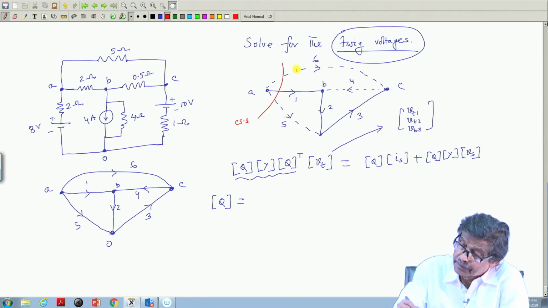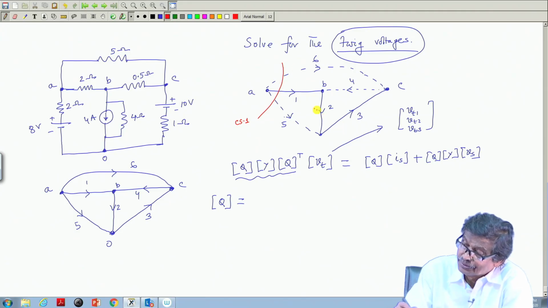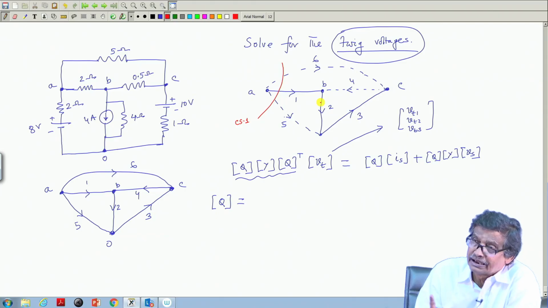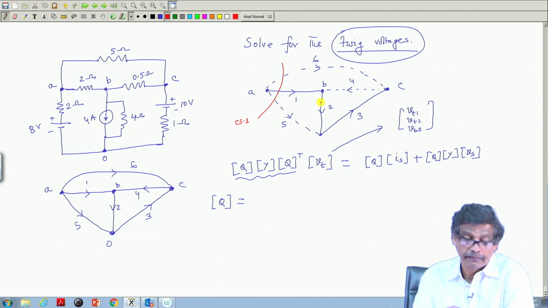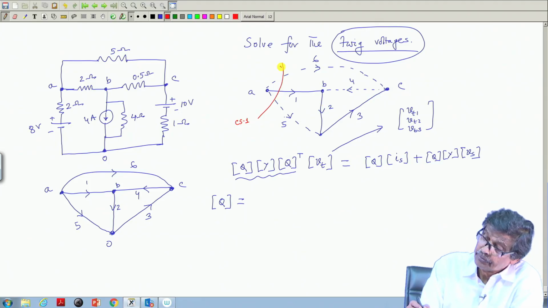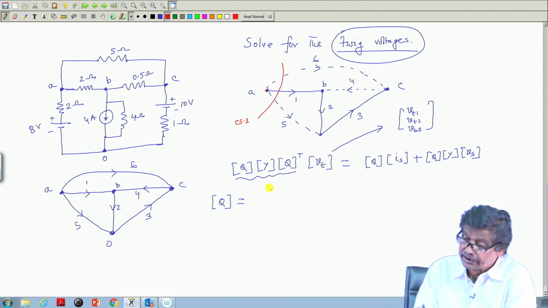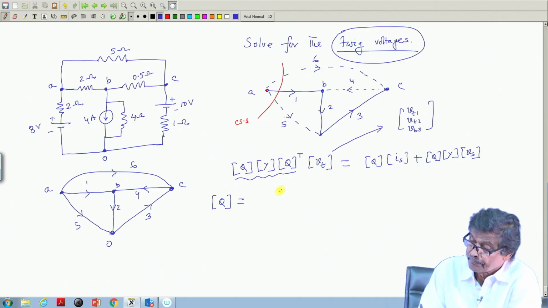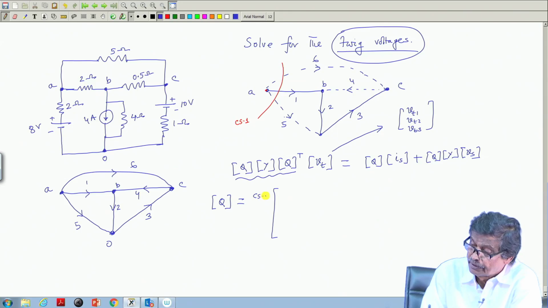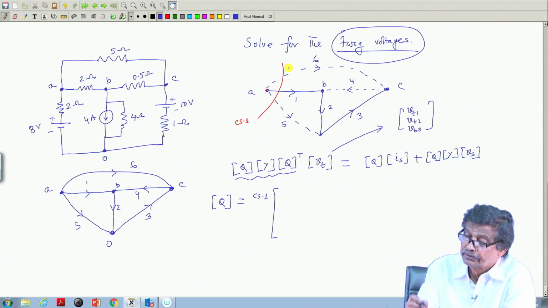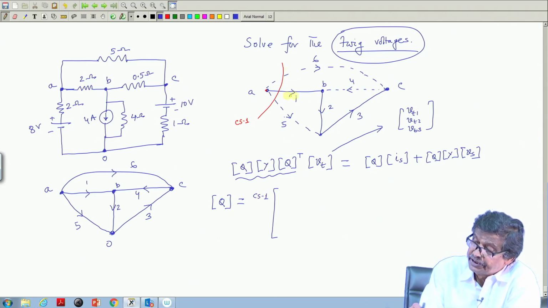Involving tree branch 1, there are several cut sets. Here also there could be a cut set, but no, there will be 2 twigs involved, that I will not do. Only one twig will be present to make a cut set. And then you have to apply KCL at this cut set. So, at cut set 1, I am writing down the KCL. Here all the elements can participate.